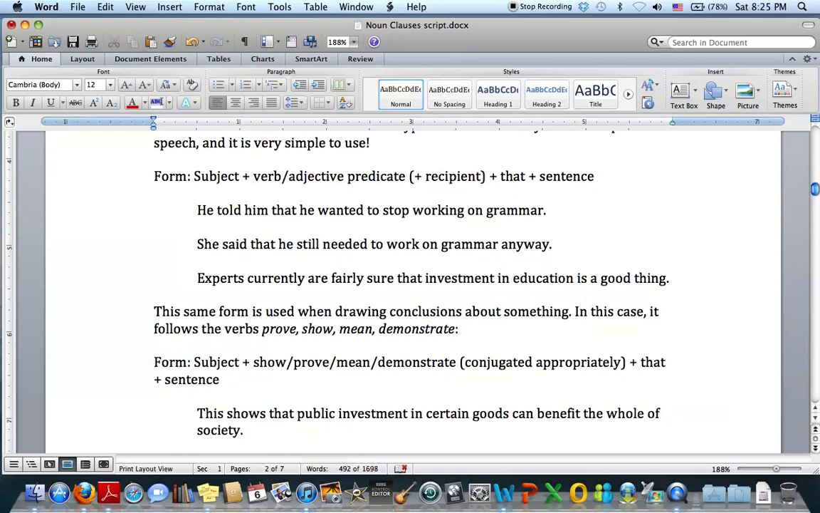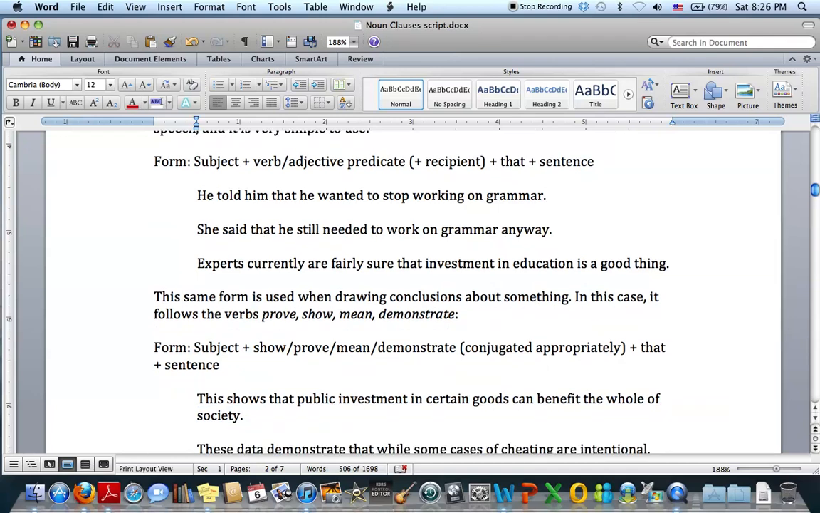Here we go. This shows that public investment in certain goods can benefit the whole of society. Okay, a lot of big words in there, but let's break this into pieces. Here's our subject, this, okay? And since this is academic writing, this refers to some sort of idea, statistic, whatever the case might be, that came previously somewhere back up here in the paper. So that's our subject, and here's our verb. We chose to use show. Now we conjugate it correctly, shows, because it's this, which is third singular. That takes an S, okay? This shows, now we've got our that, okay? And now the whole rest of this is just a sentence. Public investment in certain goods can benefit the whole of society.